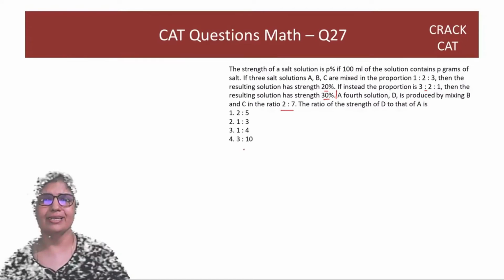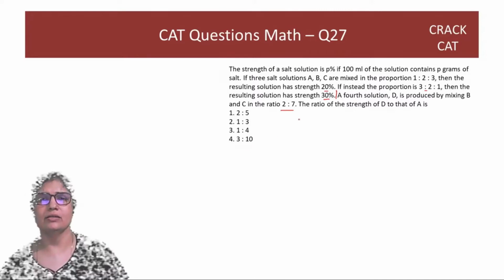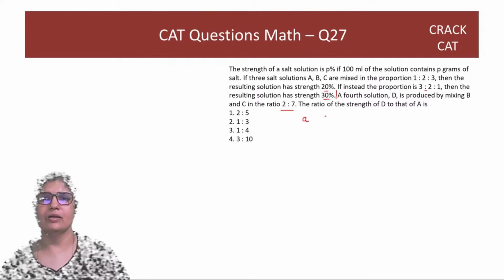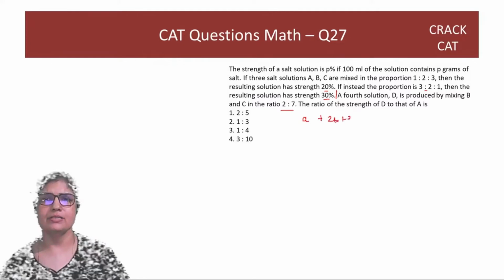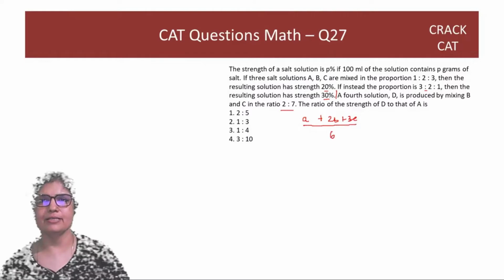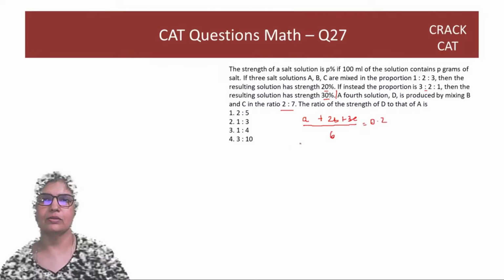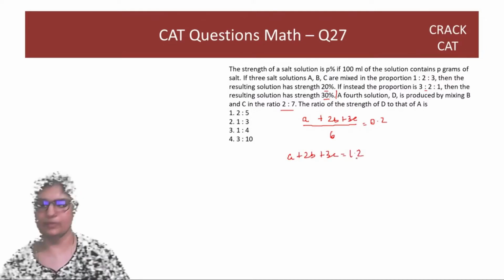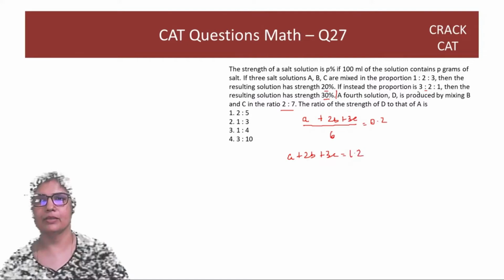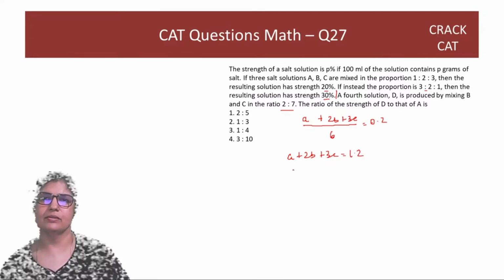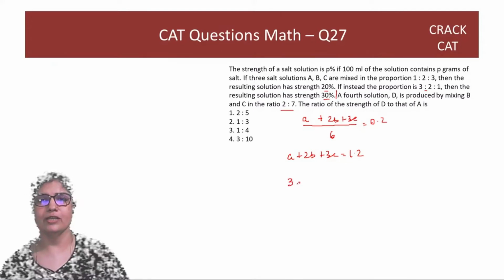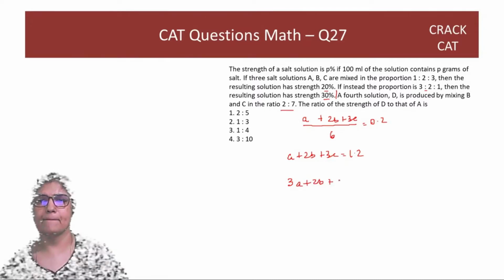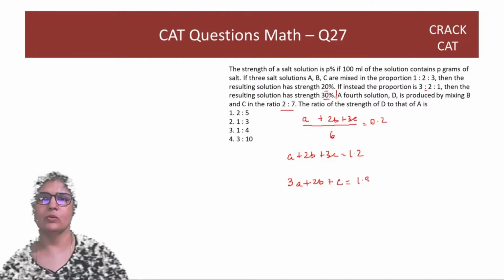Okay, I am mixing A, B, C in the ratio 1:2:3 to get 20%. So let's say the A% plus 2B plus 3C, this divided by 6 is 0.2. So A plus 2B plus 3C is 1.2. Here we have 3:2:1. So 3A plus 2B plus C is equal to 1.8.